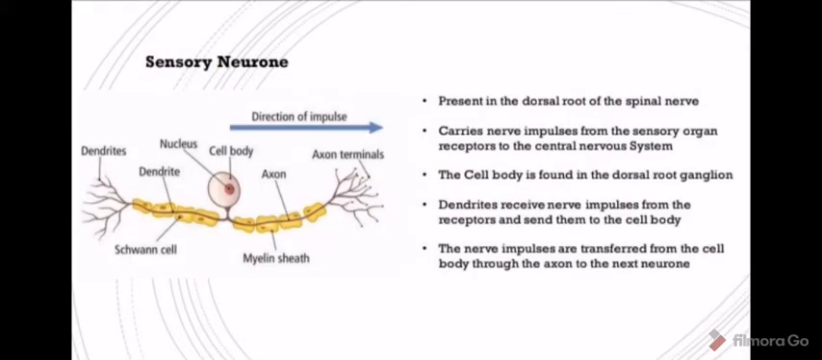Sensory neurons are present in the dorsal root of the spinal nerve. It carries nerve impulses from the sensory organ receptors to the central nervous system. The cell body is found in the dorsal root ganglion. The dendrites receive nerve impulses from receptors and send them to the cell body, then transferred to the next neuron through the axon.